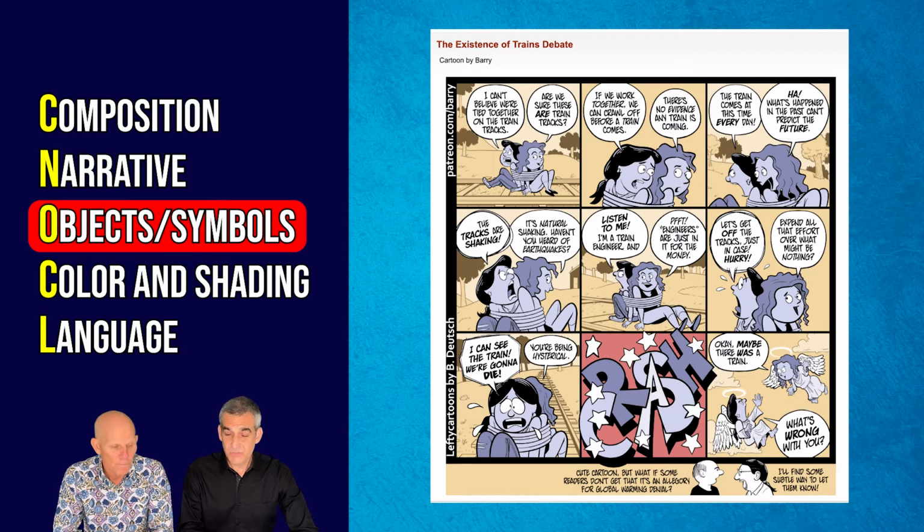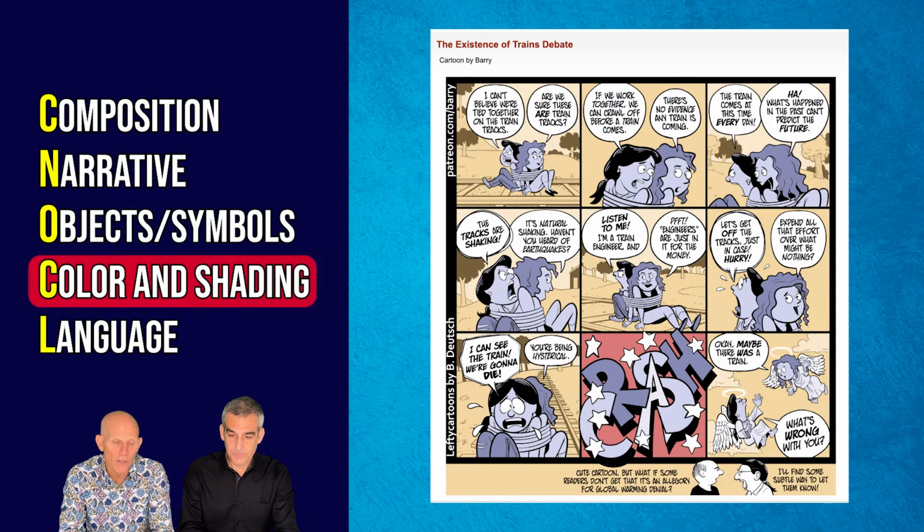Other smaller symbols you might want to look at in this cartoon, of course, we have the rope, implying that the characters are being trapped by their conflict. We have the crash panel, and of course, we have those angelic wings at the end that symbolize that they're no longer with us, Mr. Giles. Yeah, that's right. Okay. And then we want to think about color and shading.